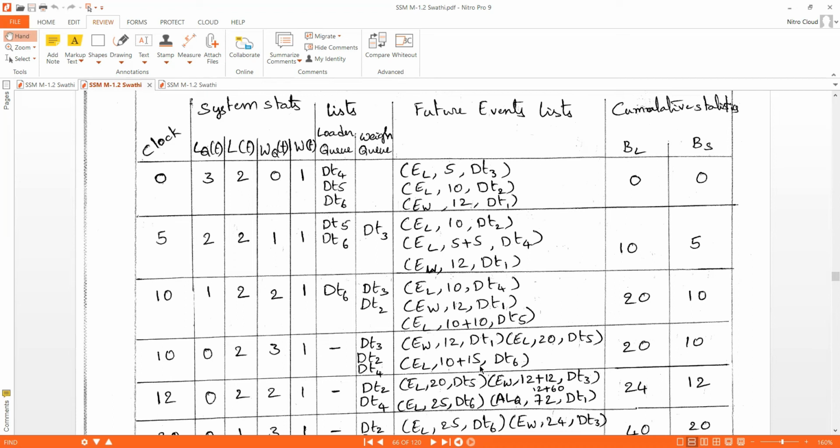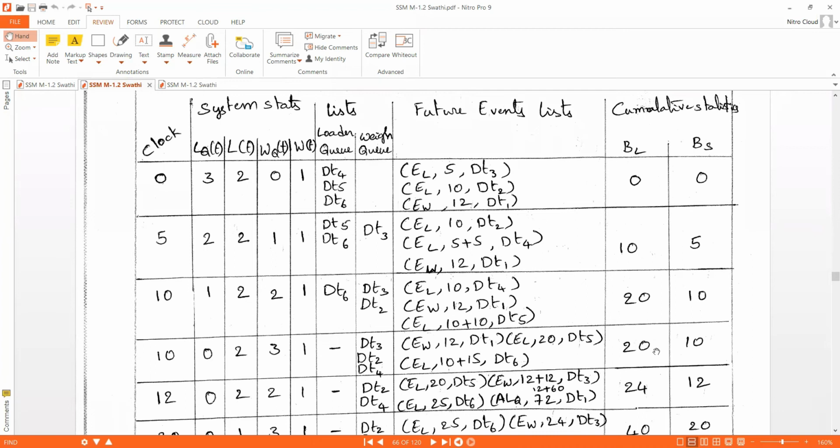So 10 plus, and what is the time it will take for loading DT6? That is 15. 10 plus 15 is 25. At simulation clock time 25, DT6 will complete its loading. Okay, we have updated all three future events.